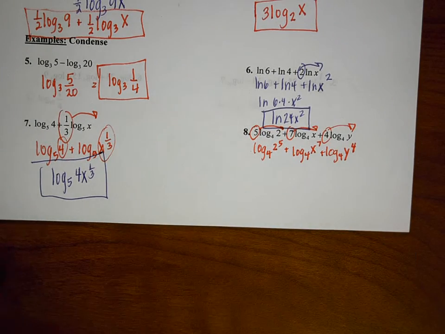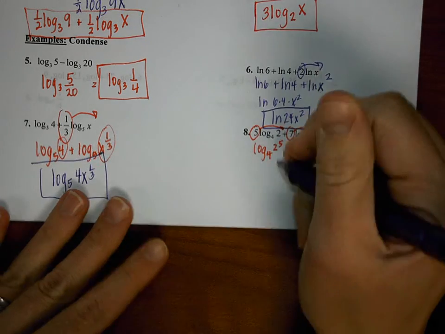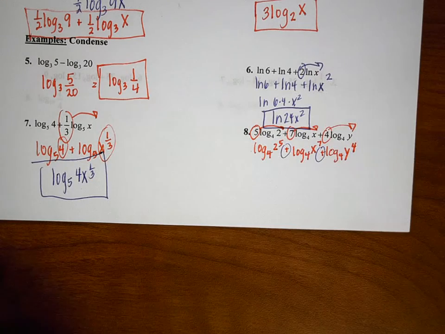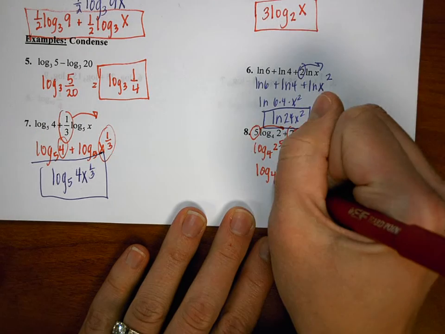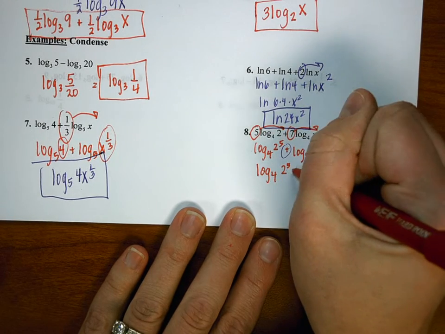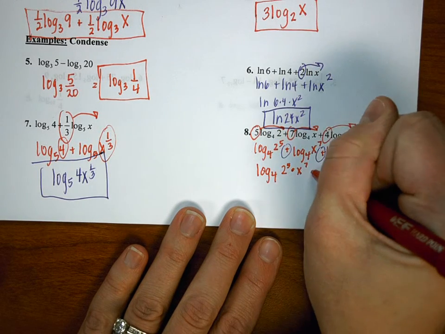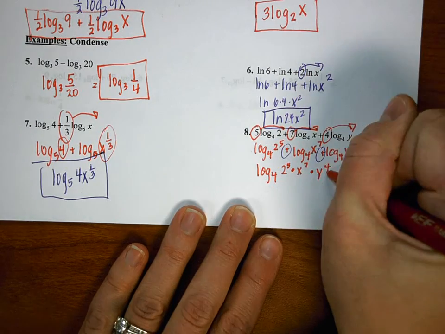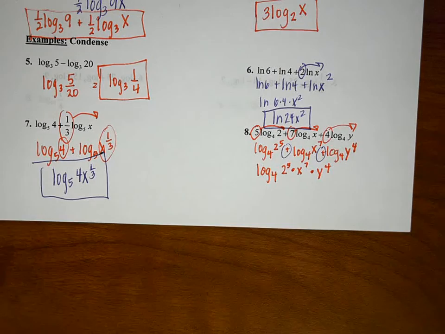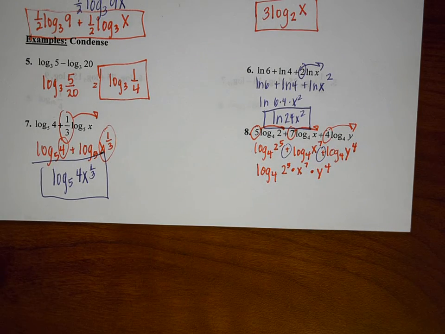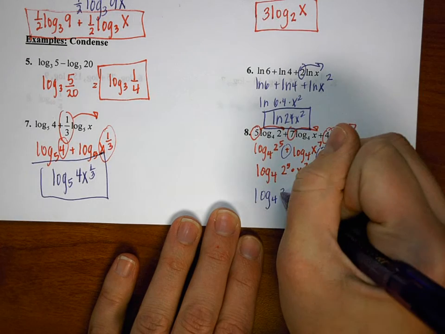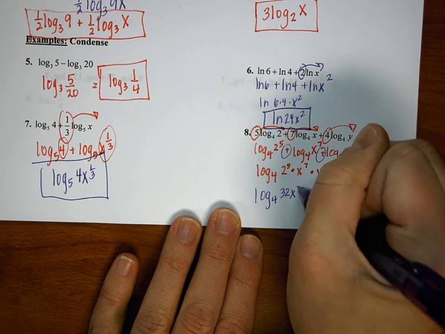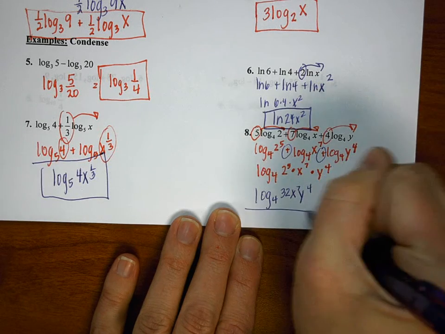Okay. So now everything is adding, which means I can change everything to what? Multiplication. So I'm going to have log base 4 of 2 to the 5th times x to the 7th times y to the 4th. And then you want to simplify if you can. Can I simplify 2 to the 5th power? Yes. What is 2 to the 5th? 32. Good. So I have log base 4 of 32 x to the 7th y to the 4th. And that is your answer.